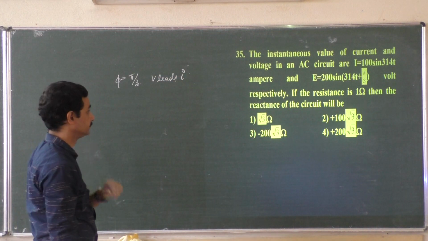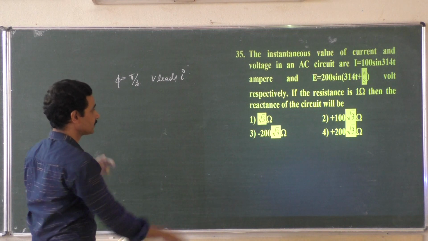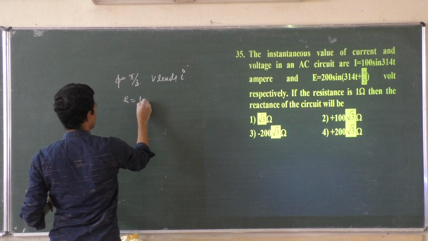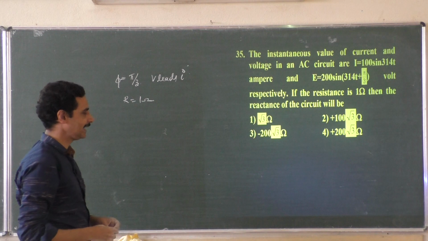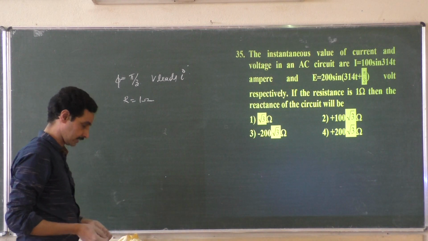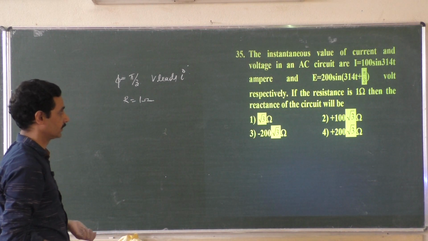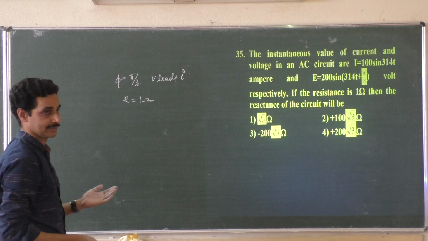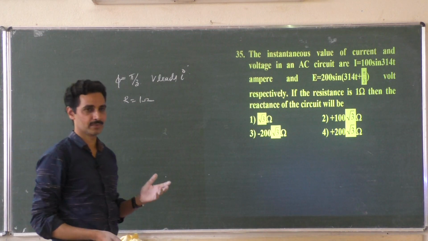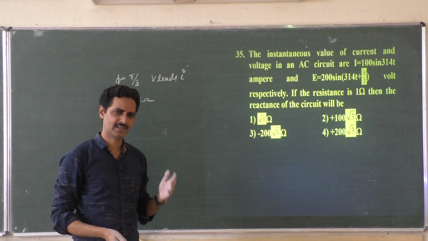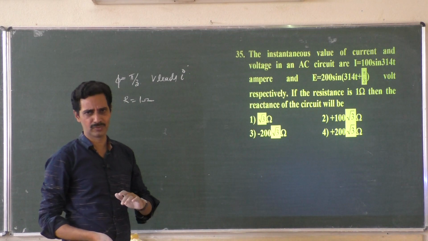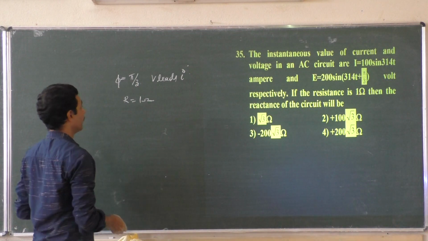Current lags behind. If the resistance is 1 ohm, R is 1 ohm, then the reactance of the circuit, X, you have to find out. Total reactance, whatever it may be, whether due to capacitor and inductor, only due to capacitor, or only due to inductor, whatever it is. Now, how to find out Z?